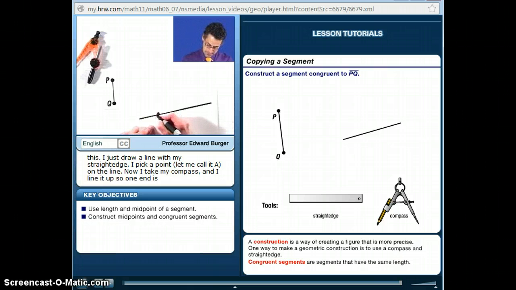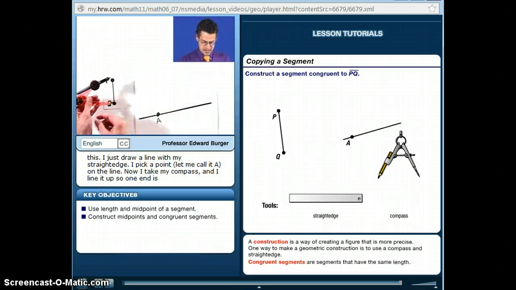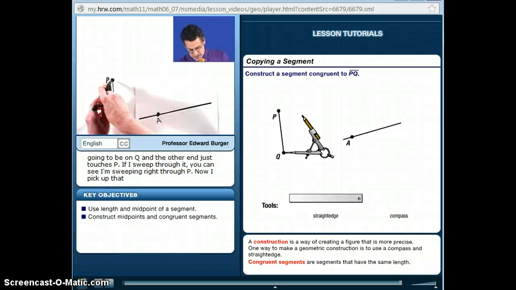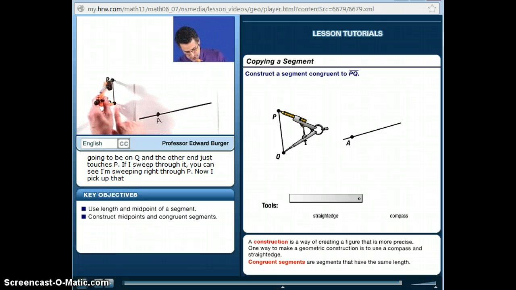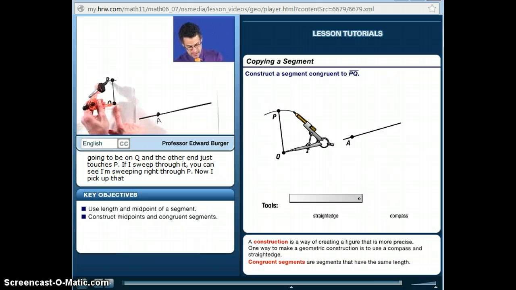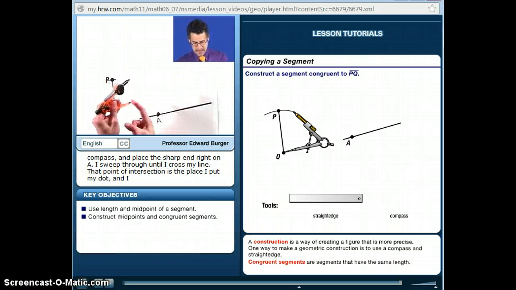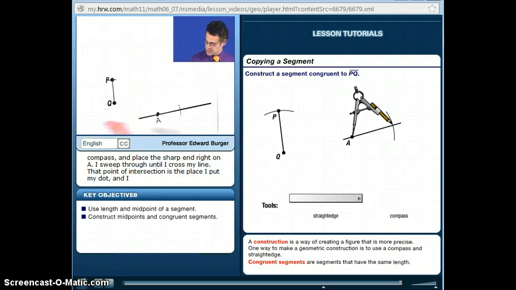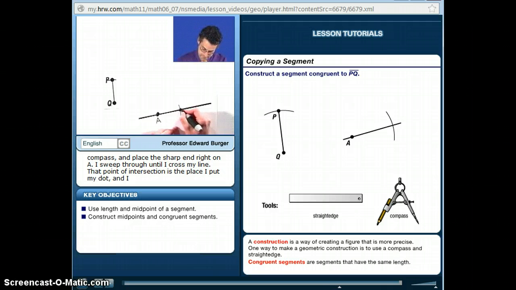I pick a point, let me call it A, on the line. Now I take my compass and I line it up so one end is on Q and the other end just touches P. And if I sweep through it, you can see I'm sweeping right through P. Now I pick up that compass and place the sharp end right on A and sweep through until I cross my line. And that point of intersection is the place I put my dot, and I call that point B.